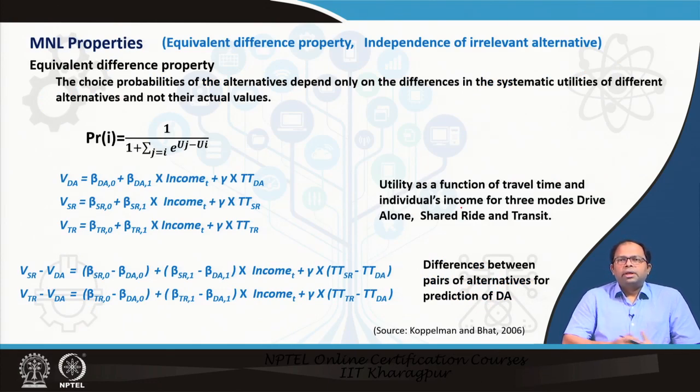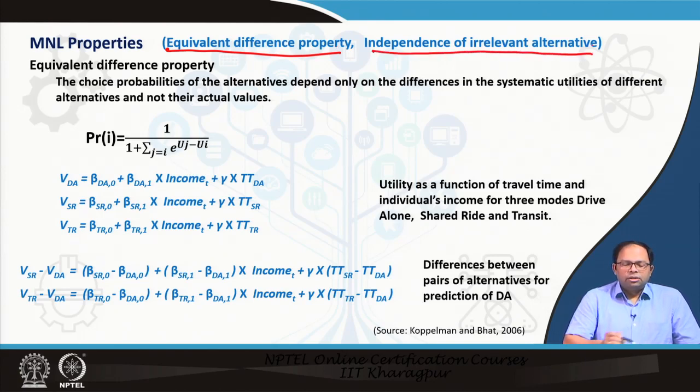So, as per MNL properties, multinomial logit properties, we have already discussed two properties earlier when we discussed discrete choice theory. One is the equivalent difference property and the other one is independence of irrelevant alternatives. In this particular lecture, we have to use the equivalent difference property in mode choice, particularly in a simple multinomial logit model, whereas the other one will be more important when we explain the nested logit models later on. So, the equivalent difference property states that the choice probability of an alternative depends only on the differences in the systematic utilities of different alternatives and not on their actual values.